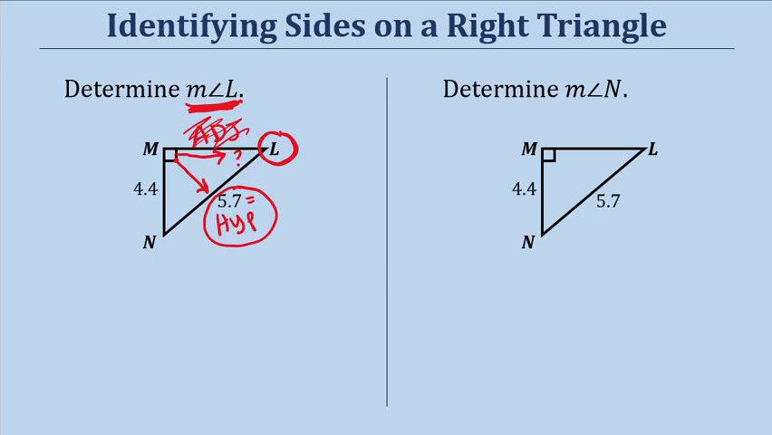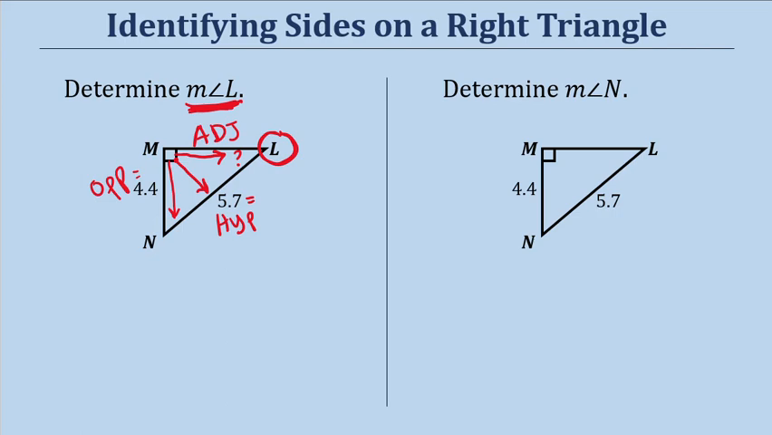Then finally, for my opposite, I'll go from the other side of the box to the angle I did not choose, the angle I don't want, and that's going to help me identify my opposite, which in this case is 4.4. So when I solve this problem, I'm going to use the opposite value of 4.4 and the hypotenuse value of 5.7 to find the angle value for L. I will not use the adjacent because I know nothing about it, and it's not the thing that I want.